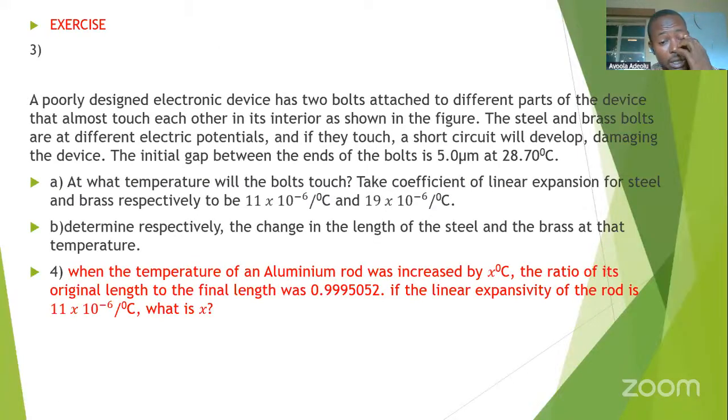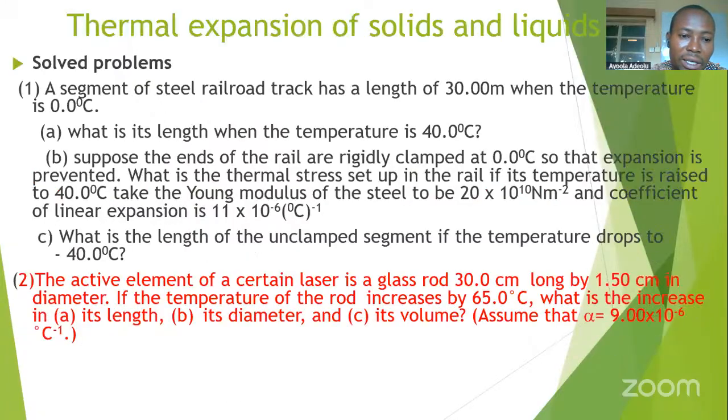So this is another exercise for you to do. Oh, sorry, there's an exercise here. Okay, question 2. You see that I did not solve this question. Please go and lay your hand on it. The active element of a certain laser is a glass rod, 30.0 centimeter long by 1.50 centimeter in diameter. If the temperature of the rod increases by 65 degrees Celsius, what is the increase in the length? This is very simple.